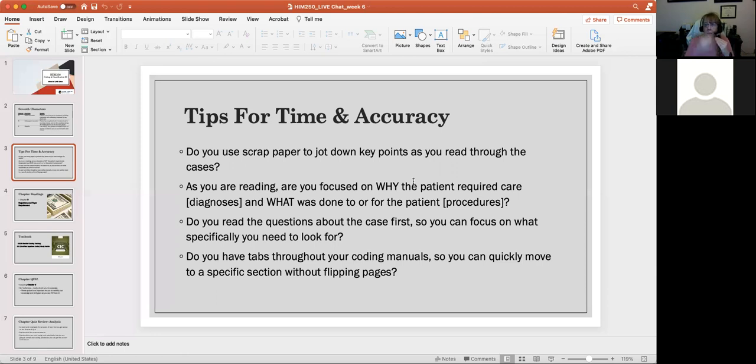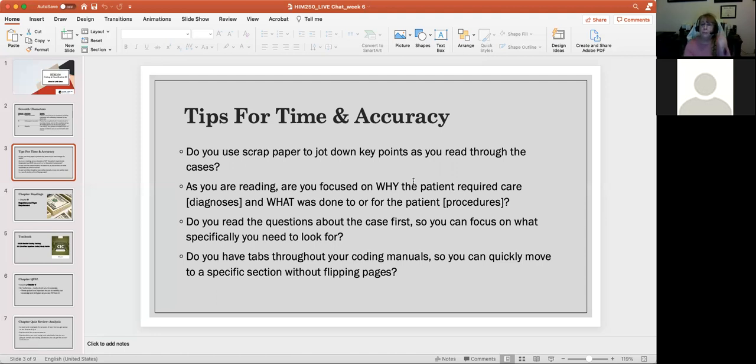It'll not only highlight it in your brain, you won't have to go back and say, was that acute or was that chronic or was that both? I can't remember. Well, if you wrote it down or you highlighted it, then you don't have to spend a lot of time trying to find those words again. And that will help you work more efficiently.